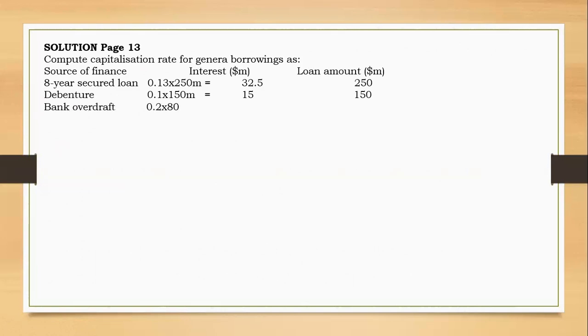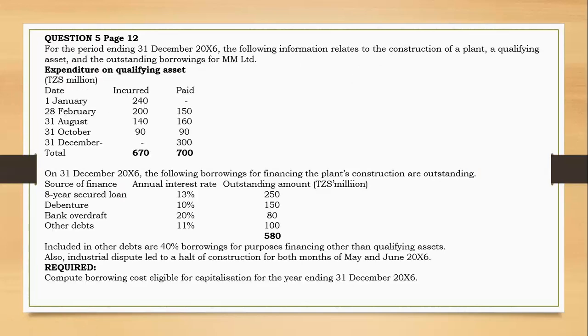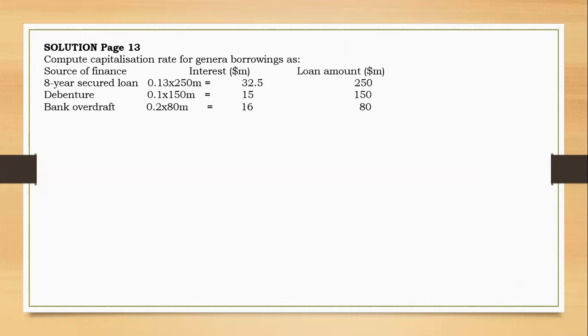You go to the bank overdraft, the rate was 20%. I think we saw it here. The rate was 20%, and the loan was 80. So I would have to obtain that one, 0.2 times 80, and I would have 16 million, and the loan is for 80. And the last one is other debts.